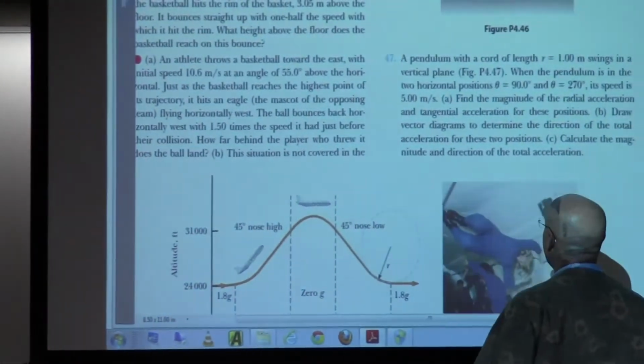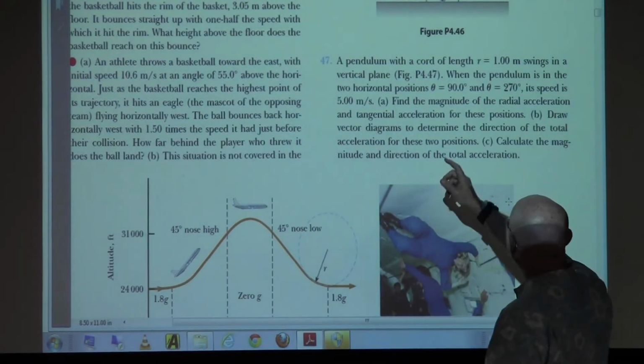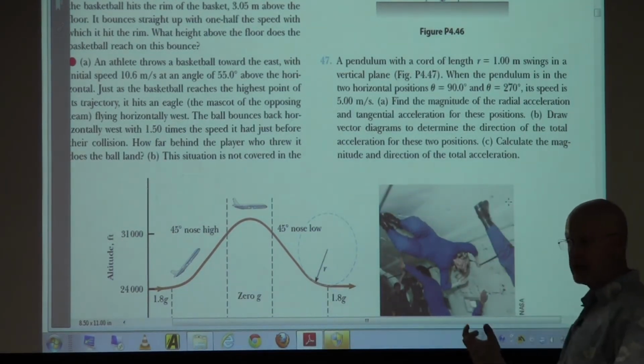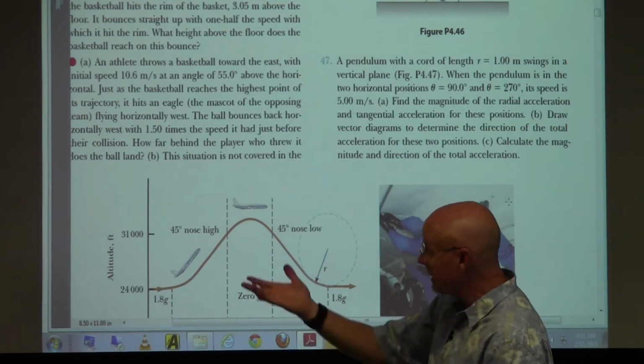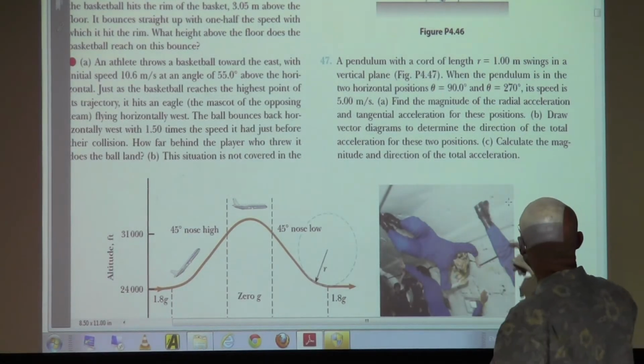All right, now finally I think I did B, right? I've drawn the vector diagram, and from that I have the direction. Let's jump back up to A. A says, find the magnitude of the radial acceleration. Oh, so I guess I did that before I even read it. That's how I got the 25. I took the v squared over r. Okay, so I've done that.